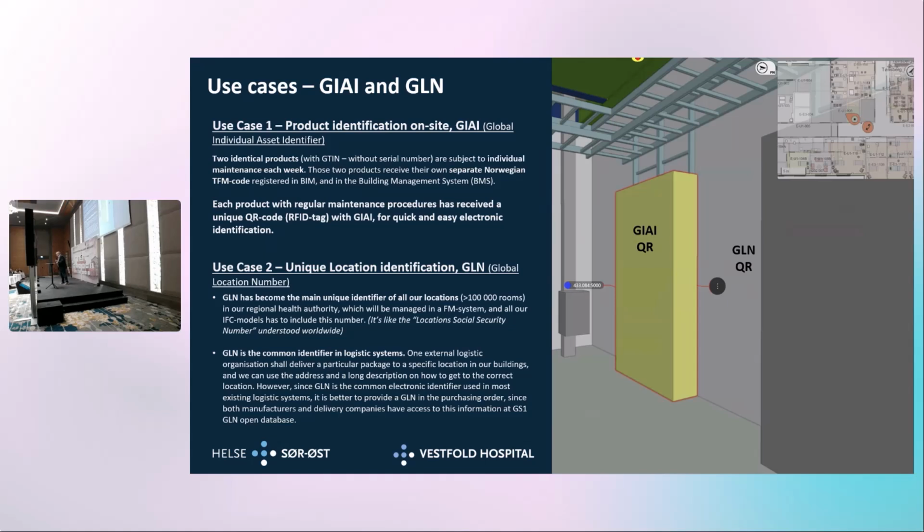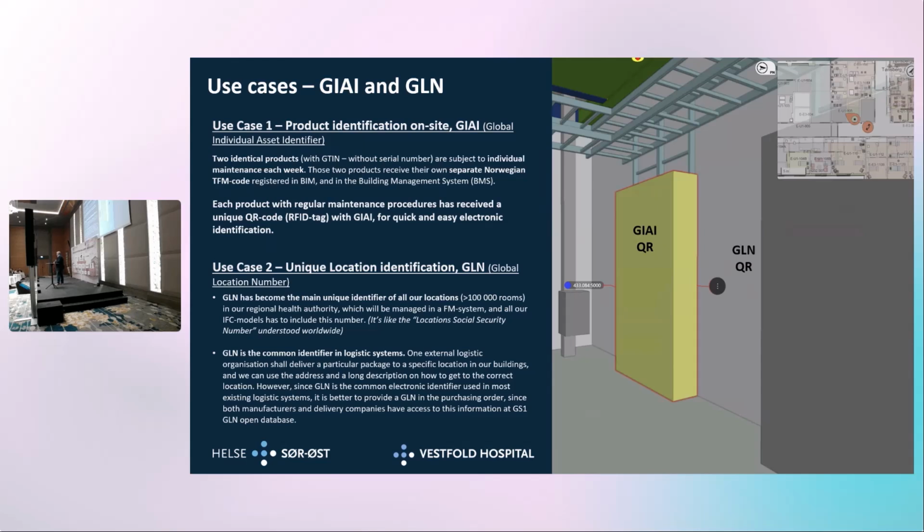The use case number 2, that's GLN. When I said that we are using GLN at a large scale, we have got the information from GS1 here that we are probably the only organization which has used GLN in the way we are doing with so many GLNs. We have more than 100,000 identifications of the rooms. I'm not sure how many, but it's more than that.